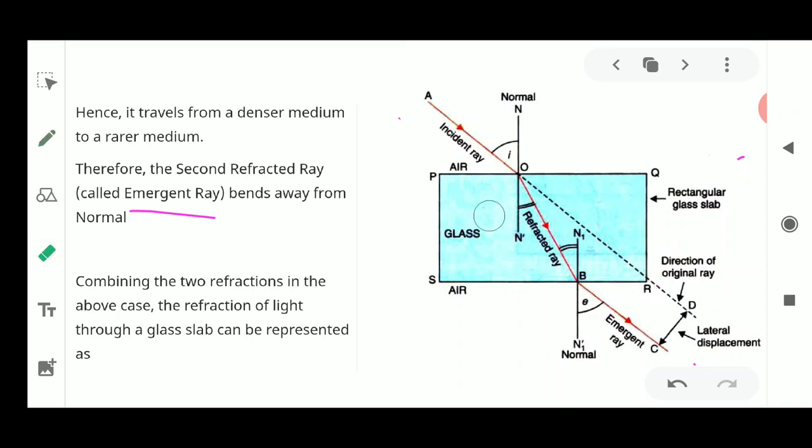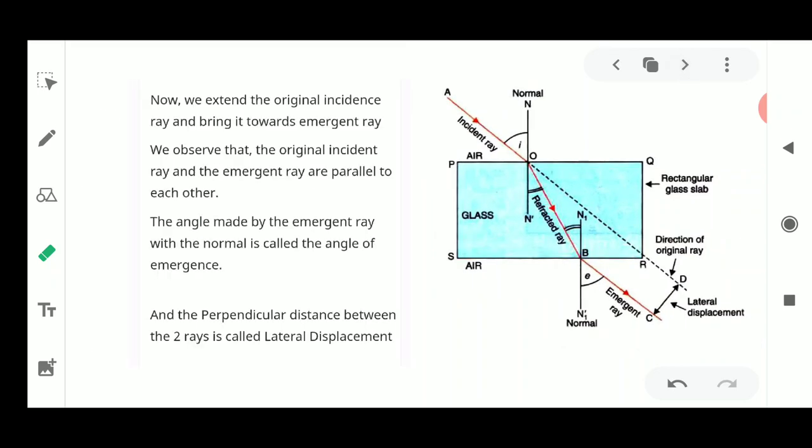Now one more thing, combining these two refraction cases. What are the above cases? The first case where the light ray was moving from the rarer to the denser medium, and the second case was moving from the denser medium to the rarer medium. Again, it can be represented by this diagram which is drawn here on the side of this slide. Okay, now we move on to the next slide, which is telling us about some more concepts.